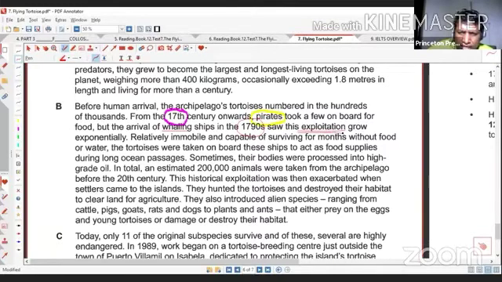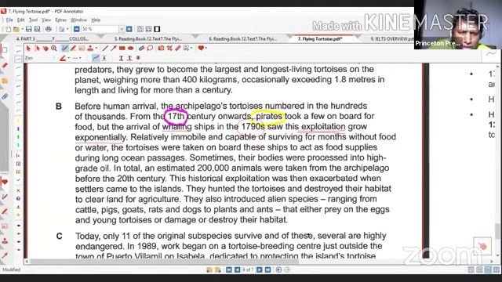Is it a positive or negative word? Exploitation? It's a negative word. They're exploiting. Exploiting what? They're killing them and taking them, or they're just capturing them. Grow exponentially. Relatively immobile and capable of surviving for months.